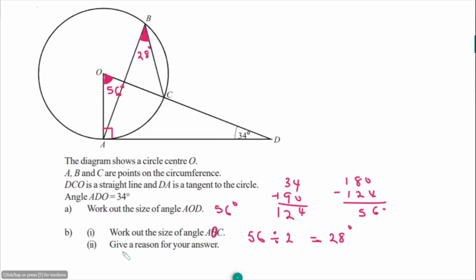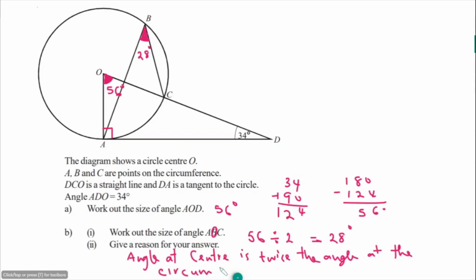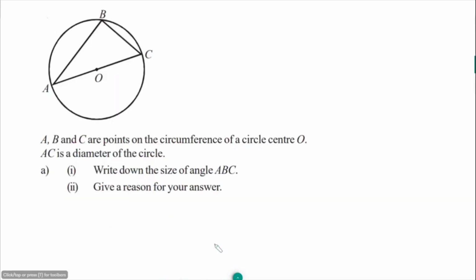And for question I, it says, give a reason for your answer. Well, the reason is quite simple. Angle at center is twice the angle at the circumference. Just make it very quick. All right, so that was very easy. So we now know the angle ABC and of course the reason. So let's move on to the next question.